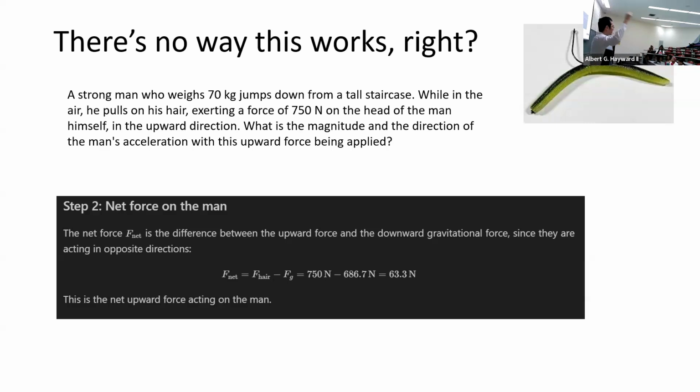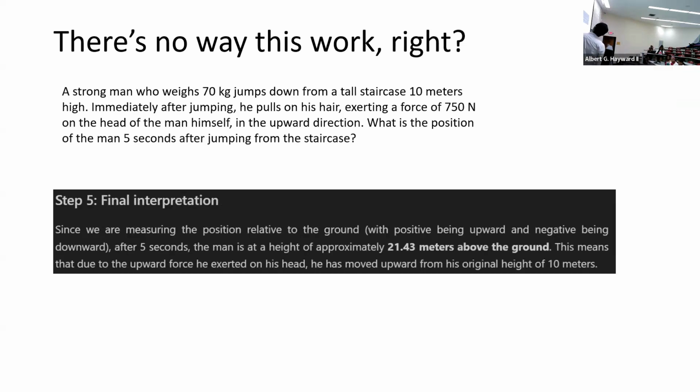9.8, nothing's going to happen. You're going to fall to the ground, right? Nope. After that is F hair minus FG is 63.3 newtons. This is the net upward force acting on the man. The man gets an upward force. What is the position of the man 5 seconds after jumping from the staircase? 21.43 meters above the ground. What is it saying? GPT says you can pull your own hair and fly.